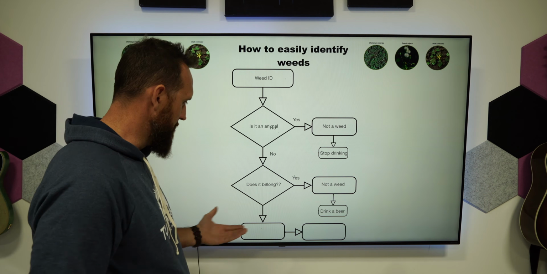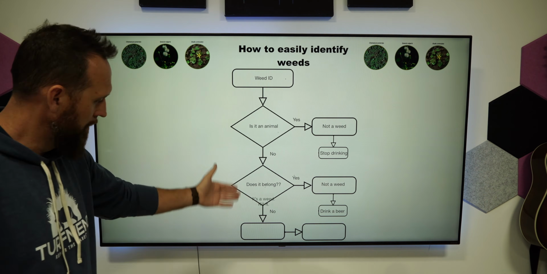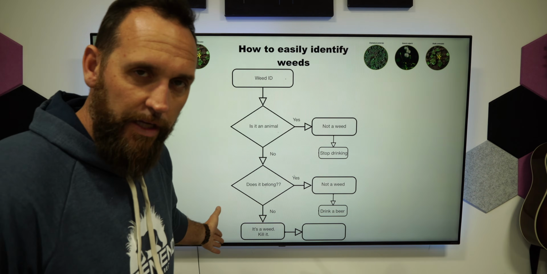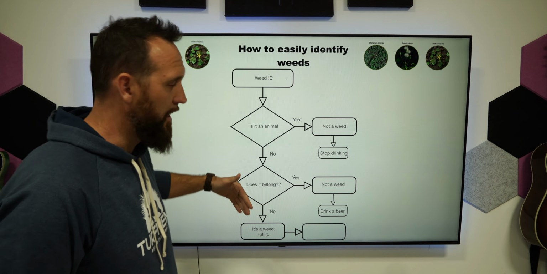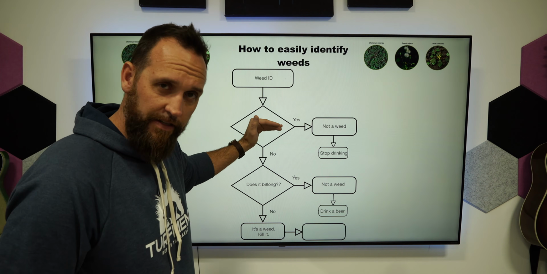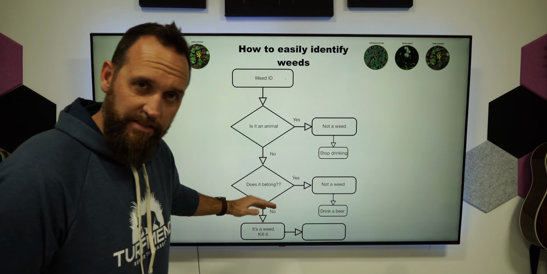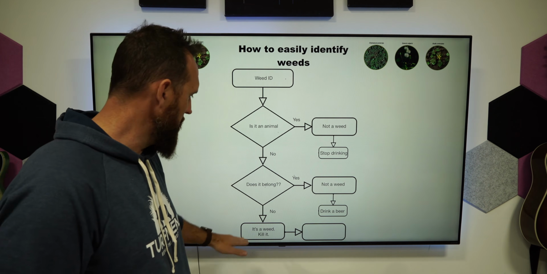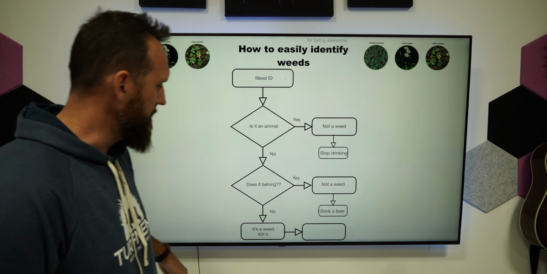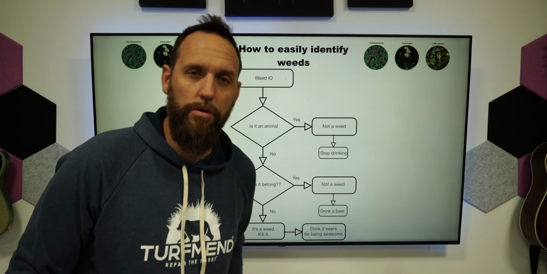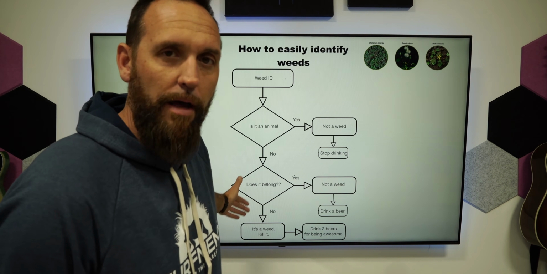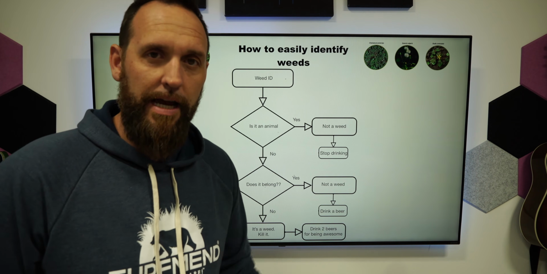But what if it doesn't belong? No, it does not belong. We move down here, then it is a weed and you need to kill it. That's pretty simple. So that's how it works. As you go through the chart, when you're looking at weeds, ask yourself, is it an animal? If it's not an animal, ask if it belongs. If it does not belong, then it's a weed and you should kill it. Once you have killed that weed, congratulations. Drink 2 beers for being awesome and for not being confused that it was actually an animal.